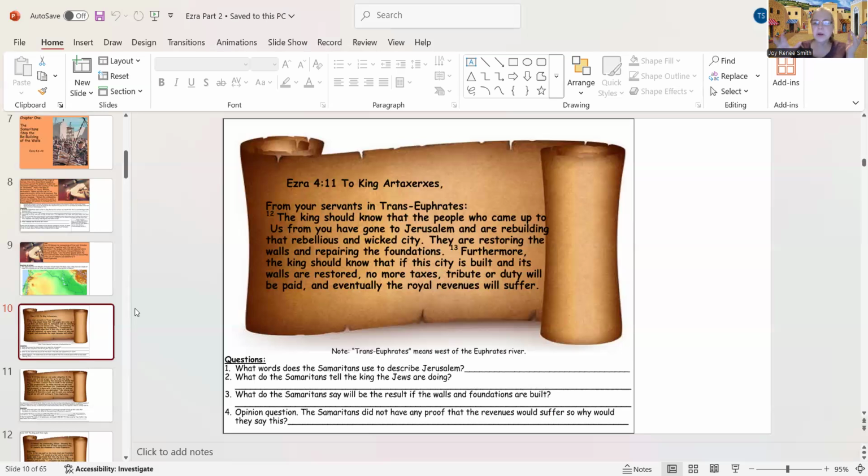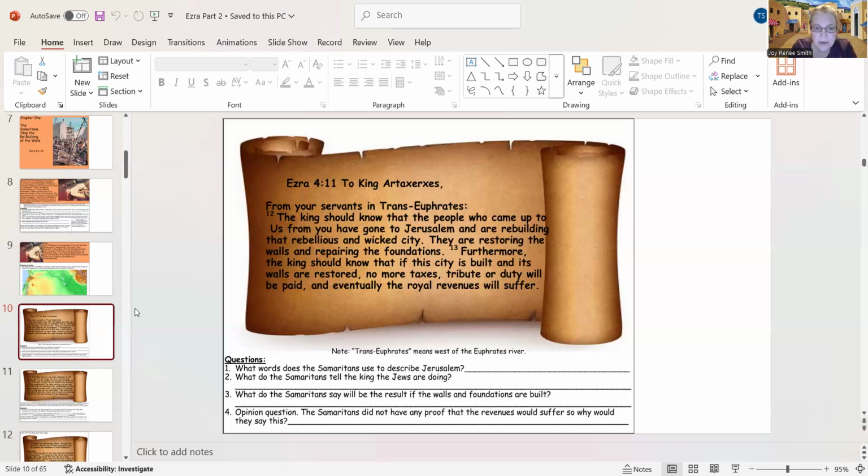So as you see, they're trying to stir up trouble. They're restoring the walls, repairing the foundations, which is what the king had told them that they could do. Then they make it knowledge that isn't necessarily true. The walls are restored, no more taxes, tribute, or duty will be paid. Well, where do they get that information? They're just trying to rile up the king.